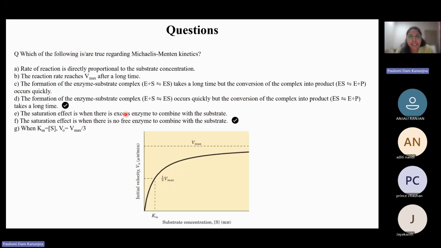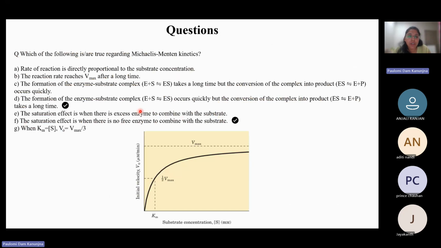And the saturation effect: if you have excess enzyme to combine with the substrate, there is no saturation yet. Saturation means you have filled all the active sites on the enzymes, so there are no more enzyme sites available for substrate binding. When there is excess enzyme, there is still space to bind.